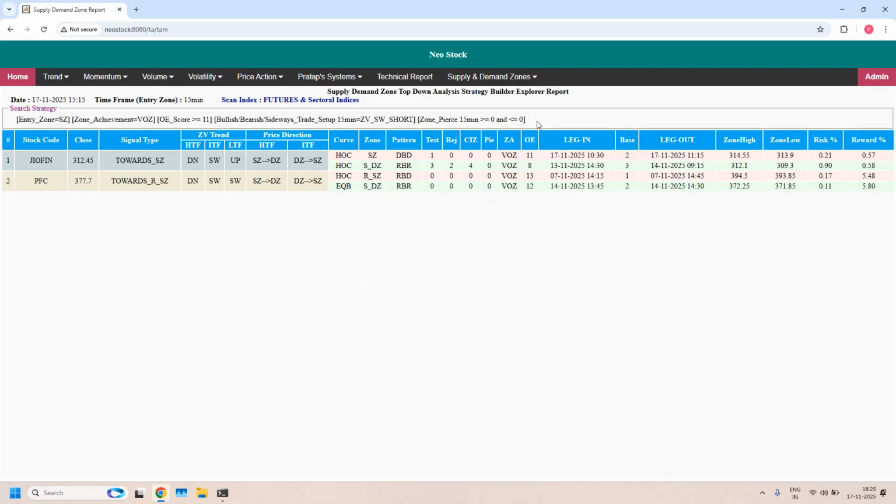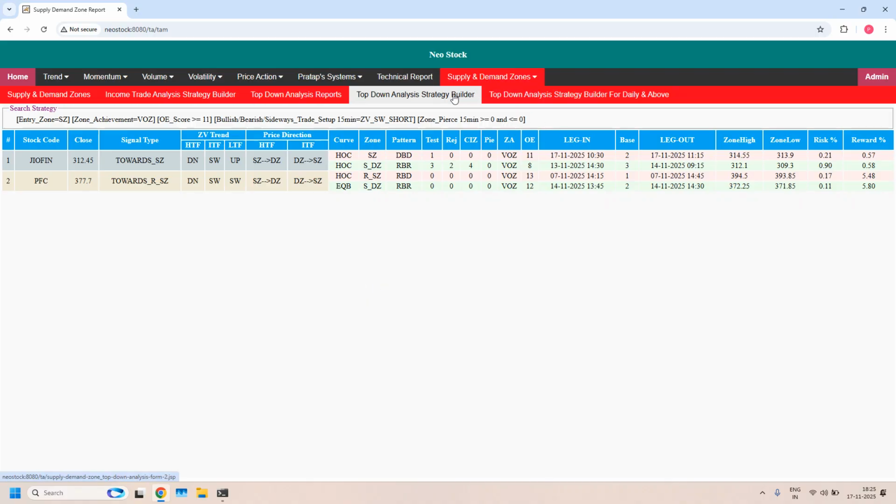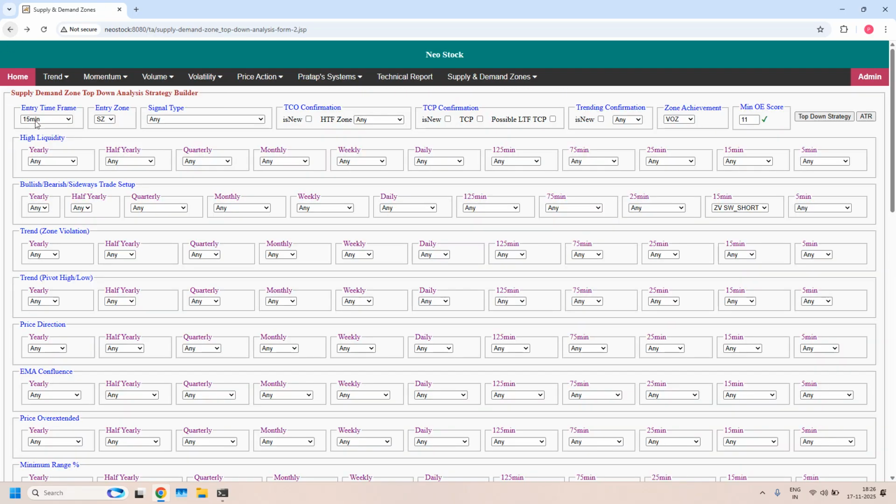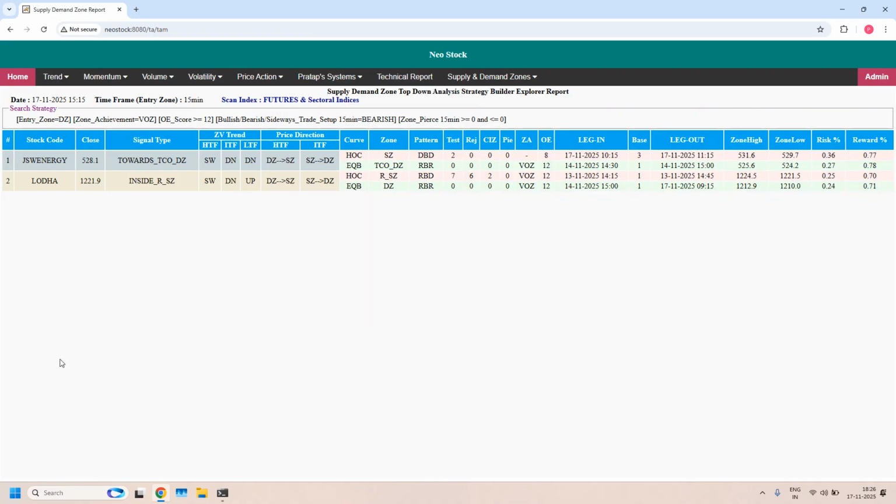Okay, next report is a bullish trade setup for daily income trade. Entry time frame zones are 15 minutes supply zone, 15 minutes demand zone for bullish trade setup, and also here bullish, and minimum order enhances score should be 12. Let's filter. We got only 2 stocks supporting bullish.